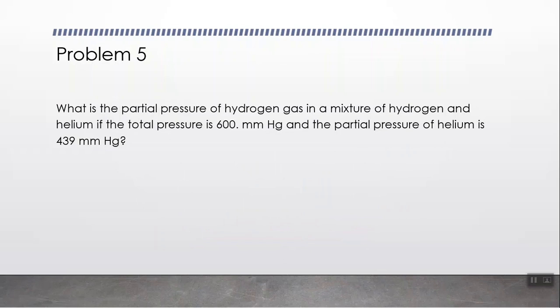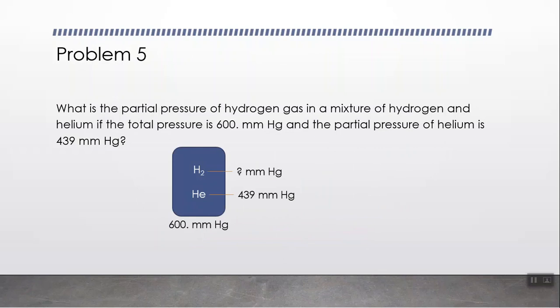What is the partial pressure of hydrogen gas in a mixture of hydrogen and helium if the total pressure is 600 millimeters of mercury and the partial pressure of helium is 439 millimeters of mercury? You can probably already figure this out, but just to give you a visual, inside the container we have 2 gases. We have hydrogen gas and helium gas. It has a total pressure of 600 millimeters of mercury, and the partial pressure of helium is 439 millimeters of mercury. What is the pressure of hydrogen? So, can you figure it out?